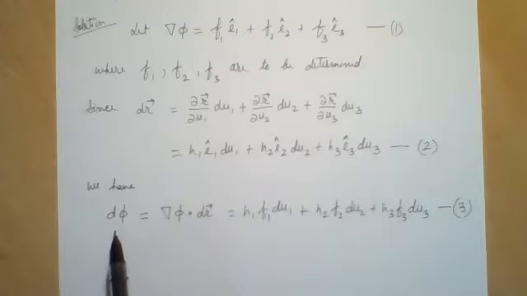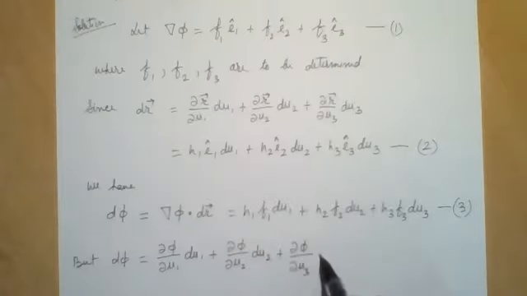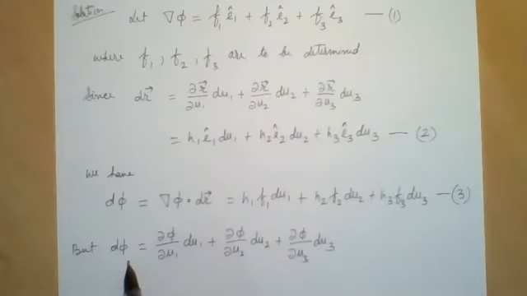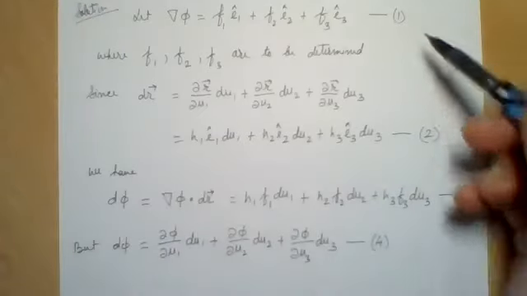And then we can also express d phi in another form. How is that possible? We know that phi is a scalar field, so phi can also be expressed as a function of u1, u2, and u3. That means d phi equals del phi by del u1 du1 plus del phi by del u2 du2 plus del phi by del u3 du3. This is the total differential of phi, equation number 4. So d phi is also given by the dot product from equations one and two.